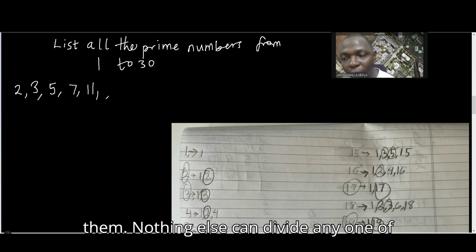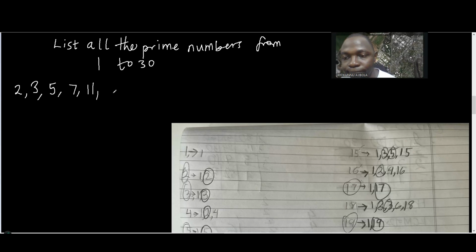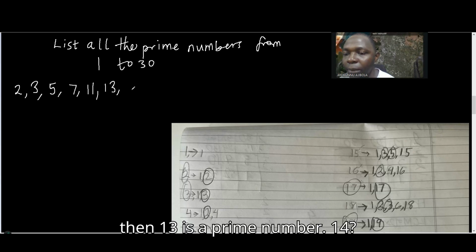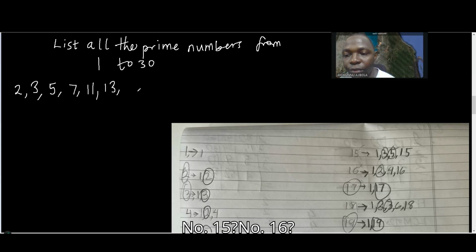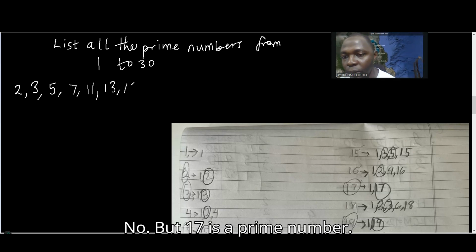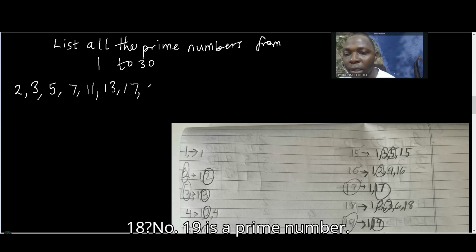Nothing else can divide any one of them, okay? Then 13 is a prime number. 14, no. 15, no. 16, no. But 17 is a prime number. 18, no. 19 is a prime number.